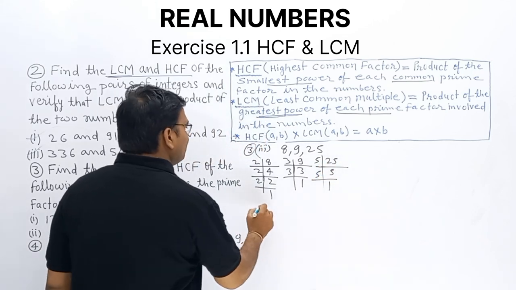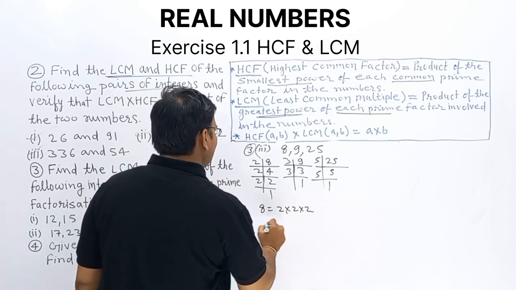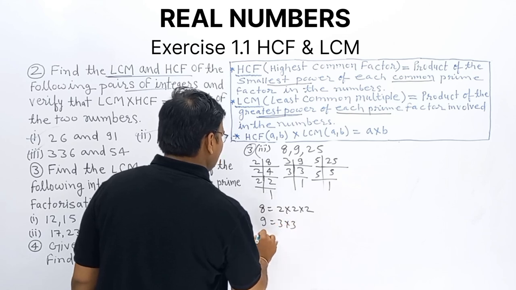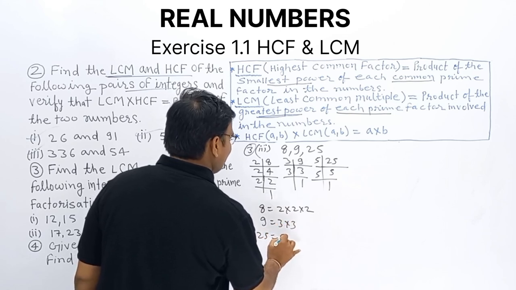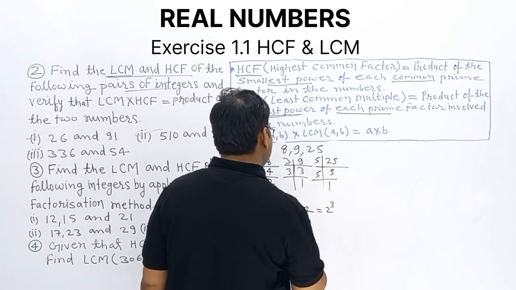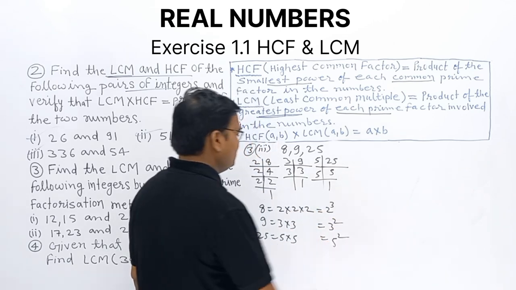Write in the factor form. 8 can be written as 2 into 2 into 2. And 9 can be written as 3 into 3. And 25 can be written as 5 into 5. So this is 2 power 3, this is 3 power 2 and this is 5 power 2.